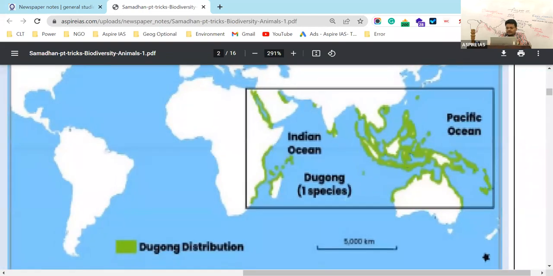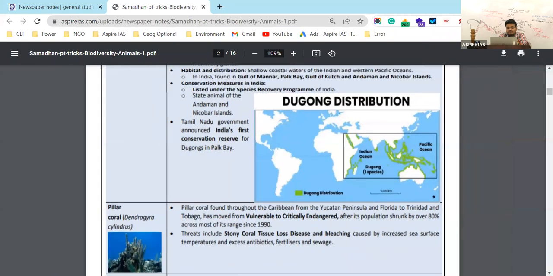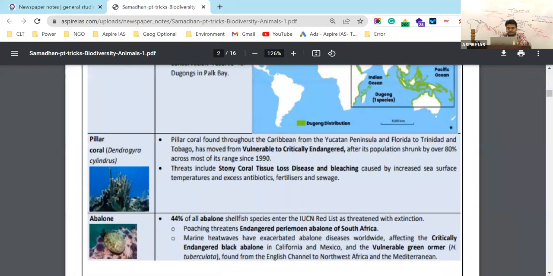If you see, that is overall Australia to Papua New Guinea to different areas till the Philippines as well as Indonesia, India, Sri Lanka, then Gujarat, then the Persian Gulf and the Red Sea, and then Tanzania, Madagascar and the East Africa coast. And here only they are known as critically endangered.